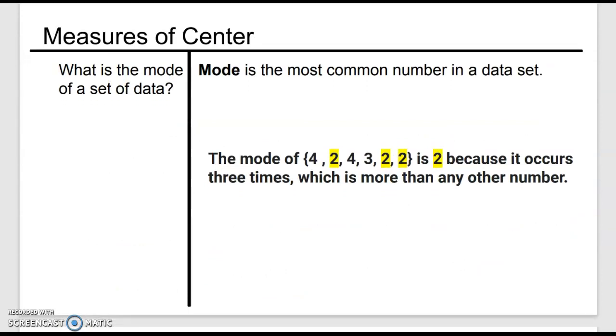Now let's talk about mode. What is the mode of a set of data? Mode is the most common number in a data set. If we have the data set 4, 2, 4, 3, 2, 2, the mode is 2 because it occurs 3 times, which is more than any other number. Yes, we see that 4 does repeat itself, but it only repeats itself twice. 2 is less than 3, so mode would be 2 because it occurs the most often.